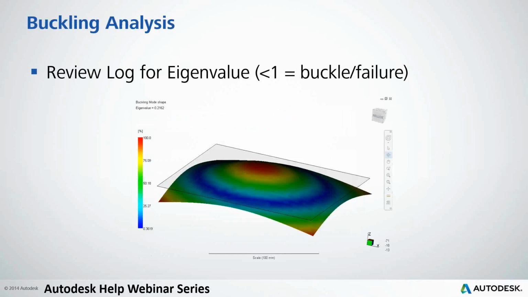And moving forward to the buckle analysis. So this one, again, it's a separate warpage analysis that you have to run. And since it does go on to calculate what's called an eigenvalue, this is where you want to look both in the log file as well as at what results it entails, as this can help to identify the failure of the part.